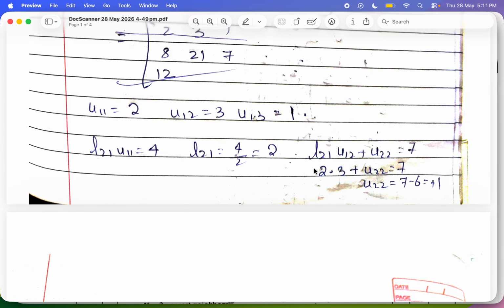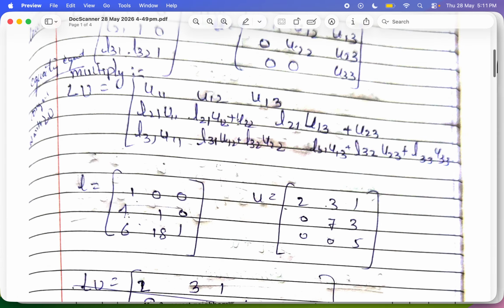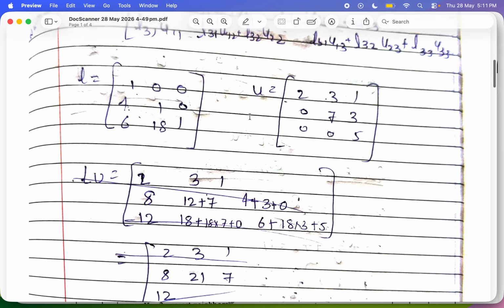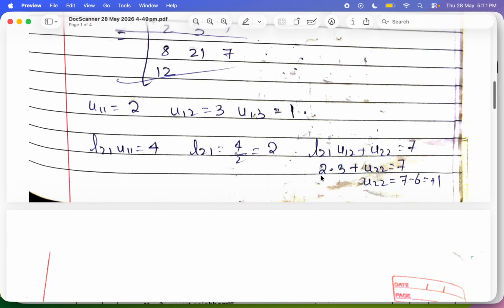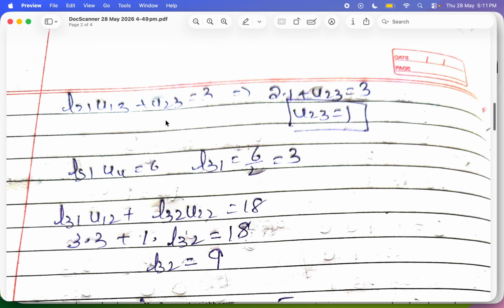Okay, this is how you have to do the substitution method. Again the second formula will be L21 u12 plus u22. L21 is being calculated, u12 you know the value, just u22 you have to find out. Okay, so for that it will be like this. This is the value 2 and u12 is 3 and u22 you have to calculate, and which is equivalent to 7. So u22 is equals to this 7 minus 2 into 3, that is 6, which is plus 1. So u22 is 1.